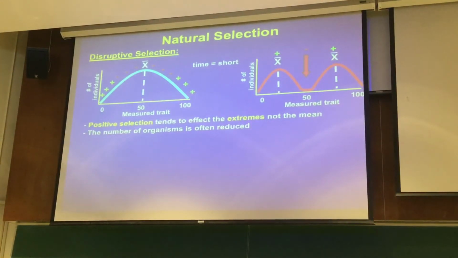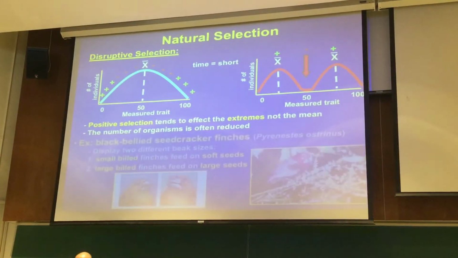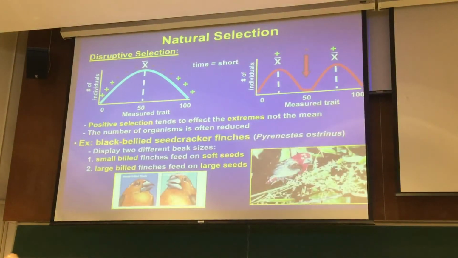Well, there's a really nice classic example of that. It deals with this particular bird. So this is called the black-bellied seed cracker finch. Why is it called that? Because it has a black belly, and it cracks seeds, and it's a finch. There you go. Again, not the most inventive name, but very descriptive of the animal itself.